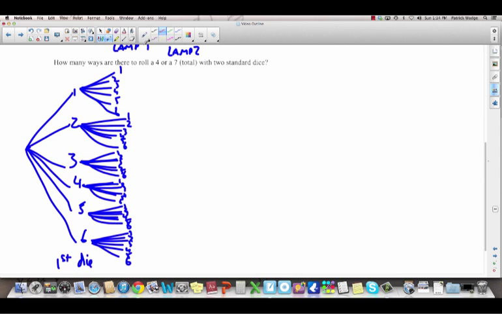Now we have to look for how many ways there are to roll a 4 or a 7. Well, how could you get a 4? You could get a 1 and a 3, so that's one pathway right there that works. How else could you get a 4? A 2 and a 2, a 3 and a 1, a 4 and a 0. Oh, there's no 0 on that. The 5 and that? No. Okay, that's all the ways you can get a 4.